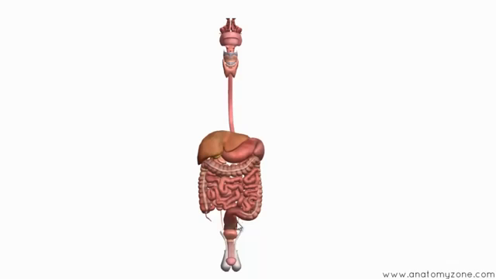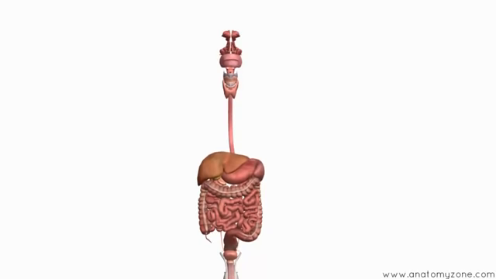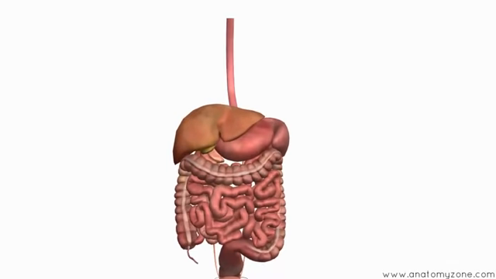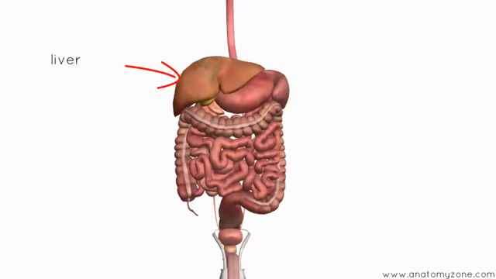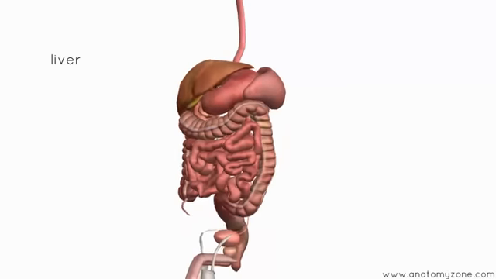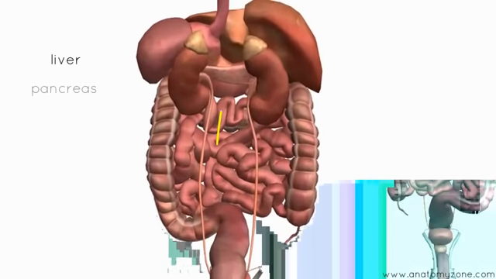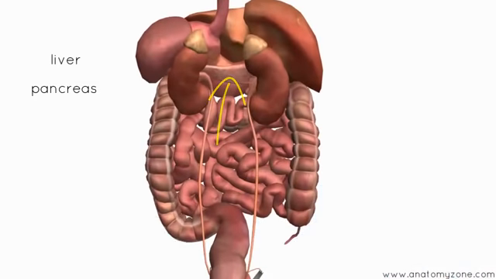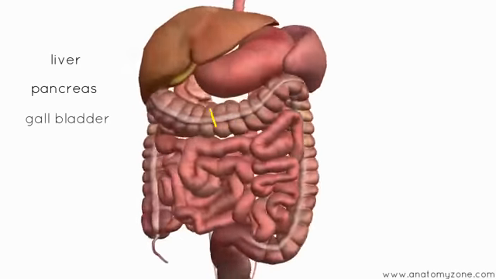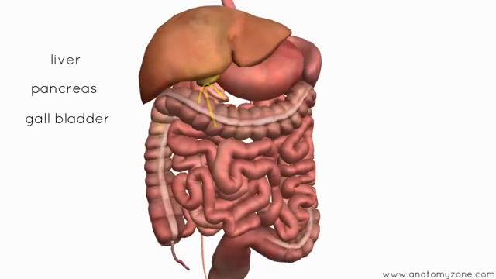As well as this long tube, which is referred to as the gastrointestinal tract or the alimentary tract, you've also got accessory organs of digestion. You can see these other organs coming off the side of the tract. This large one here is the liver. You've got the pancreas sitting behind the stomach, and you've also got the gallbladder sitting behind the liver.